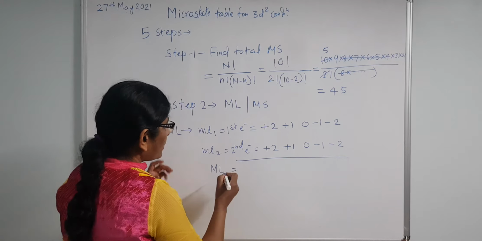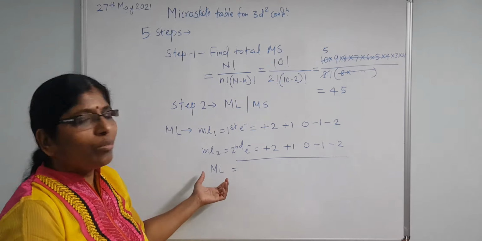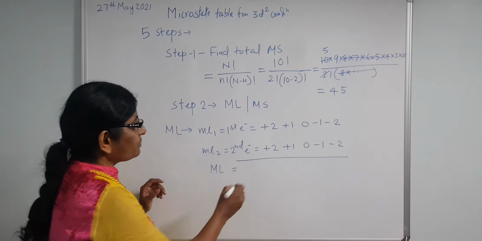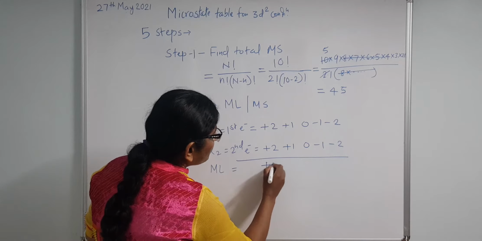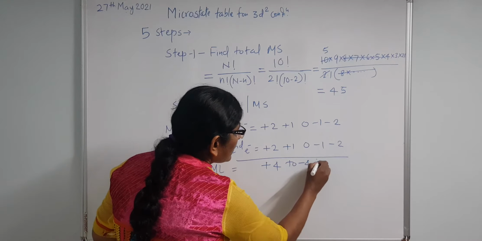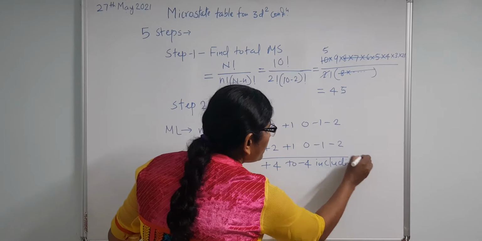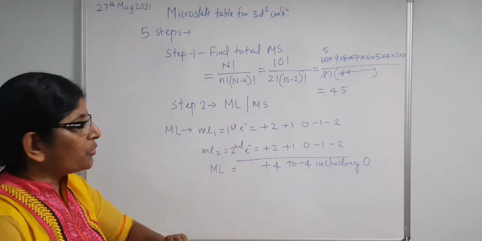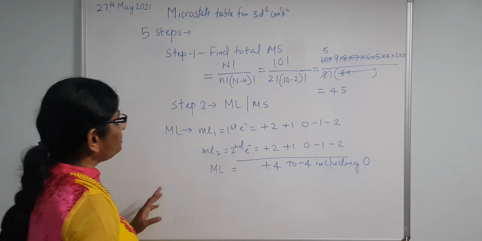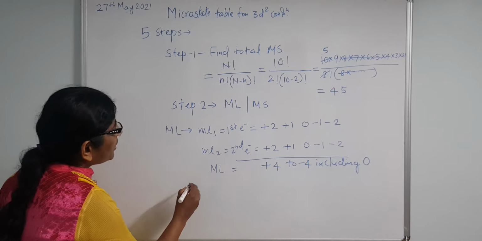Now you have to sum up to get this ml value, or capital L value, as we have done earlier. This is the total orbital angular momentum quantum number. You just sum up the first and last values, so plus 4 to minus 4. Whatever values come in this range you have to write, including 0. So these are the ml values. This way we get ml, which is nothing but the total orbital angular momentum quantum number.